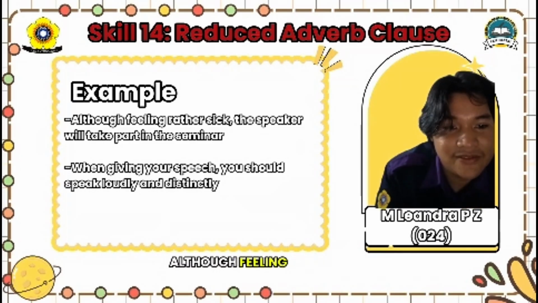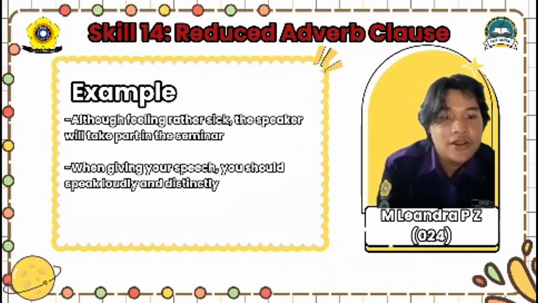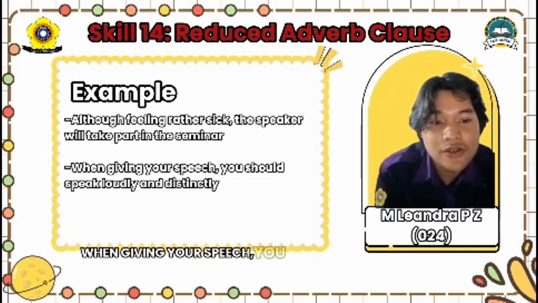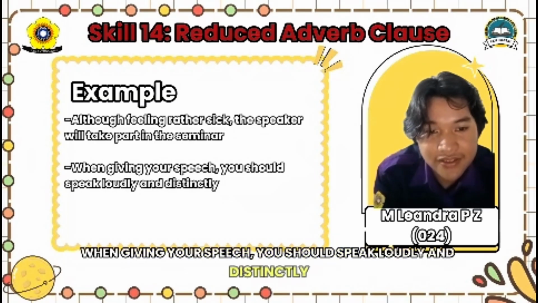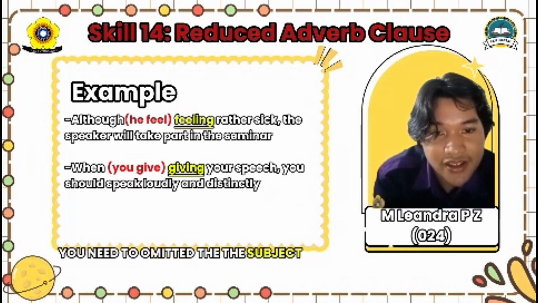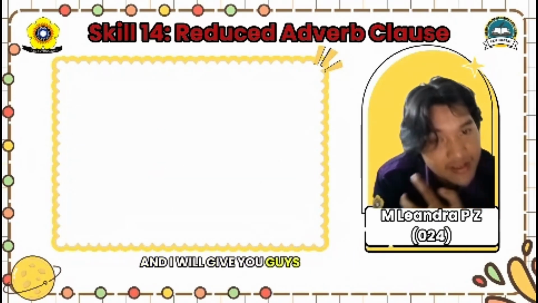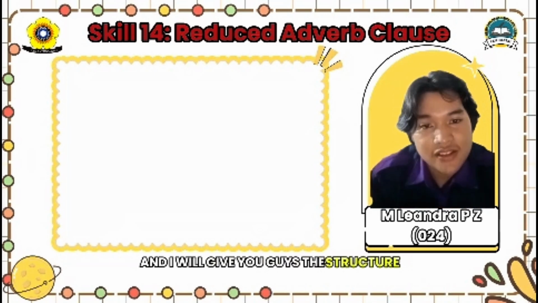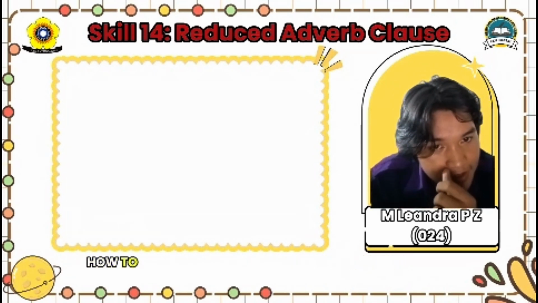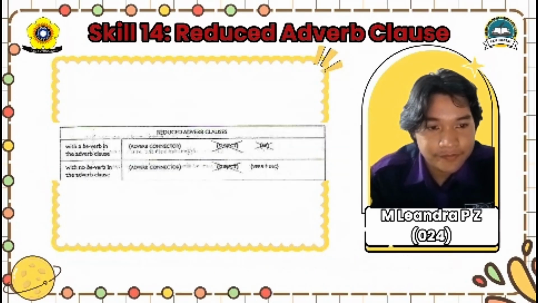Although feeling rather sick, the speaker will take part in the seminar. When giving your speech, you should speak loudly and distinctly. You need to omit the subject and change the verb into verb ing. And I will give you guys the structure for how to change it to be a reduced form adverb clause.